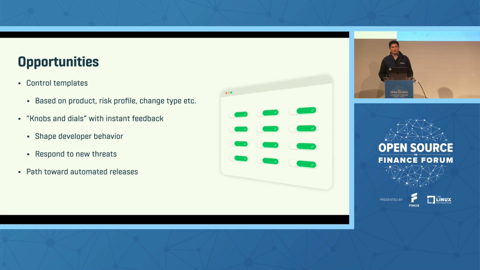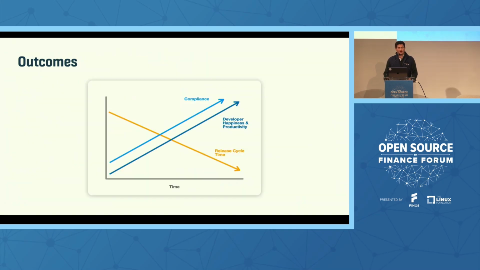It also gives you a path toward fully automated releases. So when you get to the point where you can be fully compliant with all the policies and procedures, you should be able to release without any human intervention. That means no change boards, no manual risk review, being able to go straight to production. So that's really what the end goal is here for automated governance. And the outcomes being that your release cycle times go down, compliance goes up, and most importantly, developer happiness and productivity increases as well.